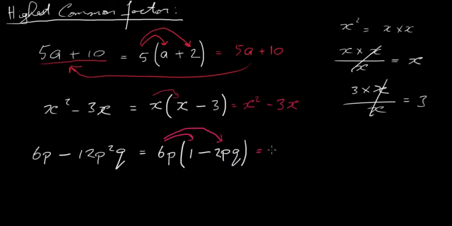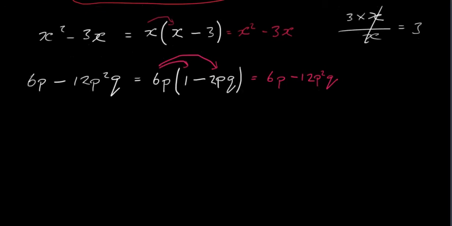Well, 6p times 1 is just 6p. Plus times minus is minus. 6 times 2 is 12. P times p is p squared. And we have q here as well, q times 1 is q. So 6p minus 12p squared q. It's exactly the same as what we started with. So this here is exactly the same as this here. We've just split it up into two expressions that we can multiply to give us this. Okay, let's try another one.